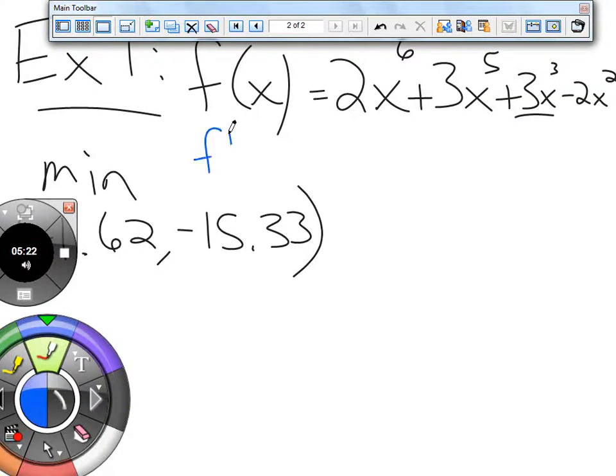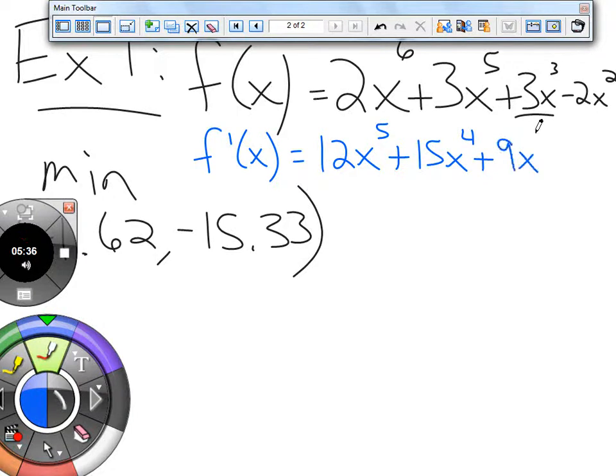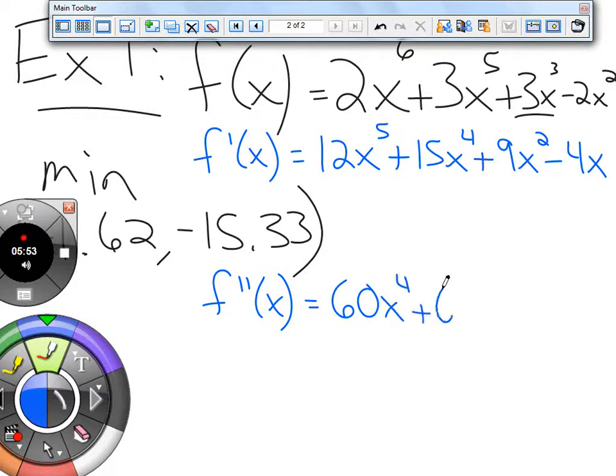So first derivative, that would be 12, just use the power rule, 12x to the 5th plus 15x to the 4th plus 9x squared, and then we got our minus 4x. Okay, first derivative. And then let's go ahead and find the second derivative. So f double prime of x would be 60x to the 4th plus 60x cubed plus 18x and then minus 4.